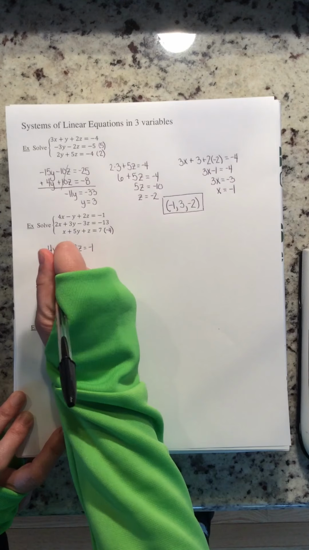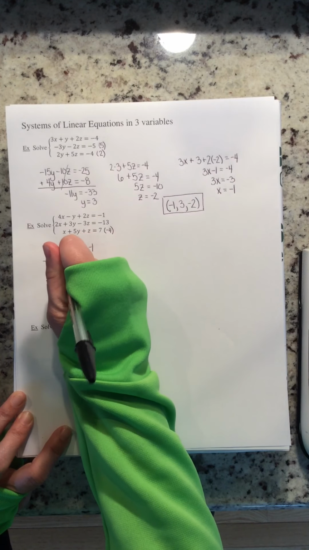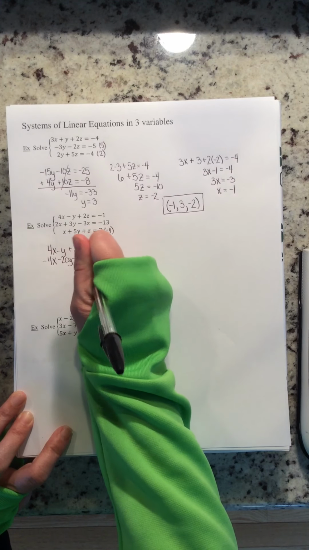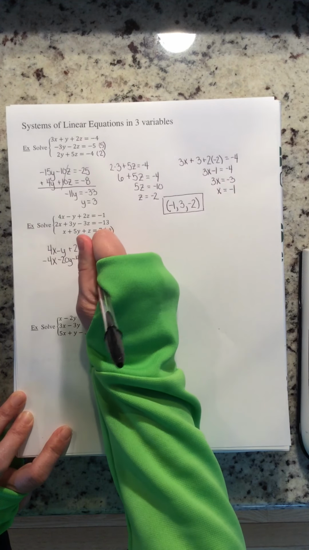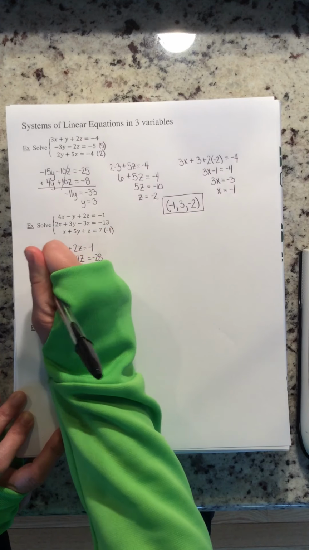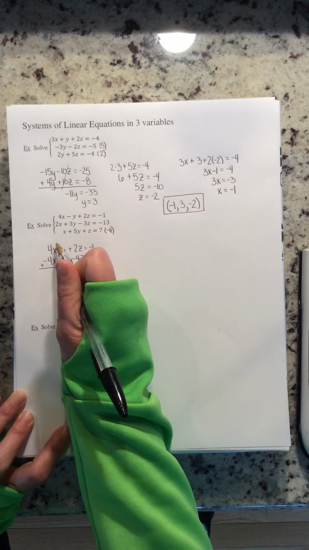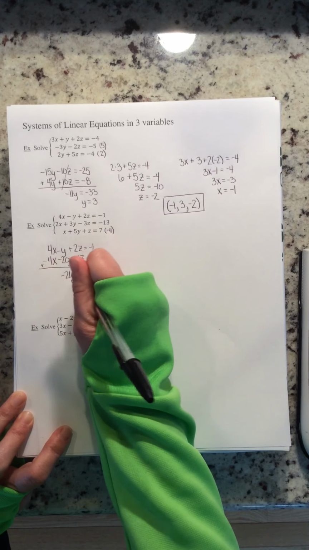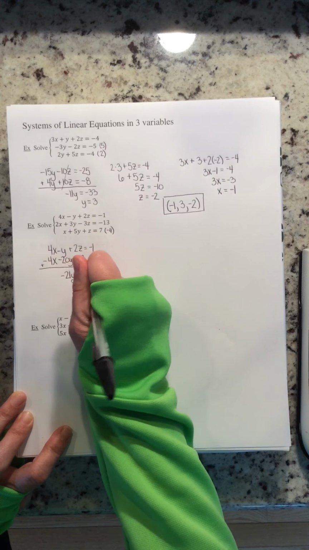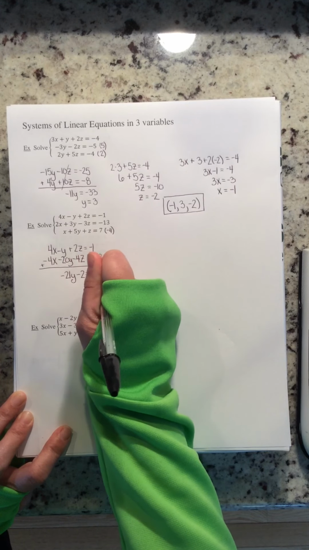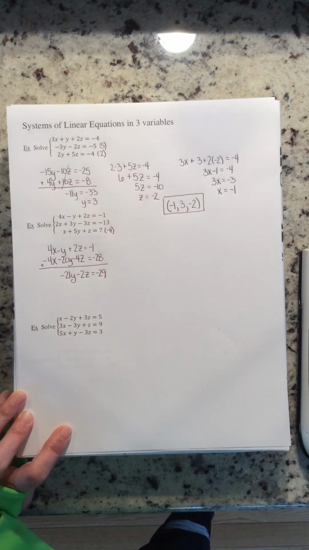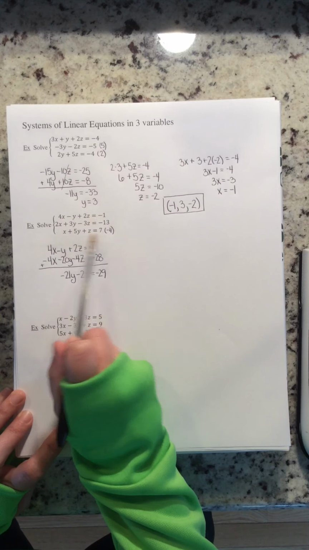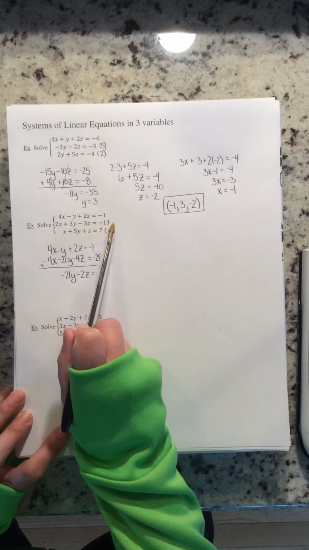I'm getting negative 4x minus 20y minus 4z is equal to negative 28. Adding the two equations together, the x's eliminate, and I'm left with negative 21y minus 2z is equal to negative 29. Now I need to use the equation we haven't used. Remember, we just used the first and the third, so I need to use the middle equation.